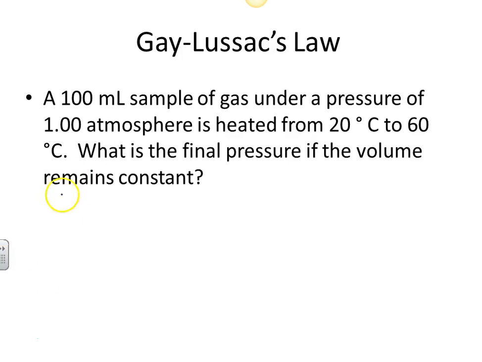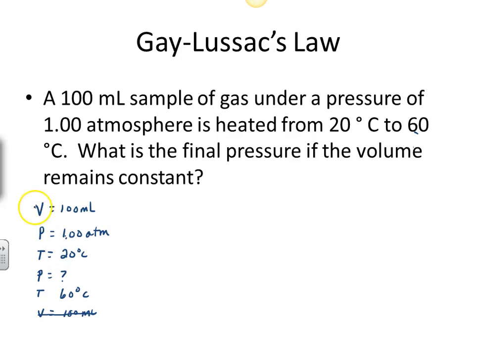So we have, first of all, a volume, 100 milliliters, under a pressure of 1 atmosphere. We have a temperature of 20 degrees Celsius, and let's say we want to know what is the final pressure. If we increase the temperature from 20 to 60, so T, the new temperature is going to be 60 degrees Celsius, and volume is 100 milliliters. So at this point you should recognize that if we have a variable that is the same, it's no longer a variable, it's a constant, and we can eliminate it from the problem.